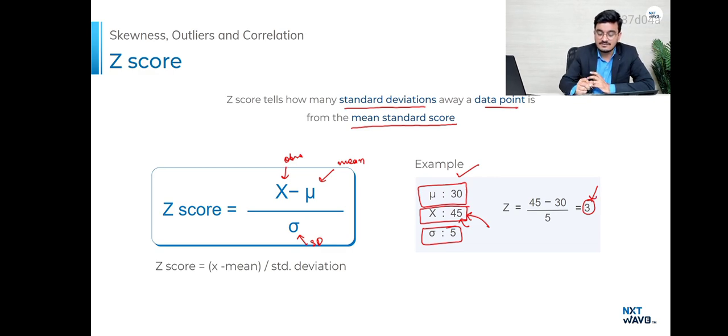and it represents that the variable 45 is 3 standard deviations away from the mean value. Okay, now let's understand what standard deviation actually represents here.